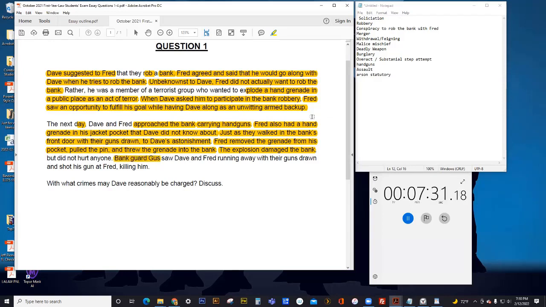Bank guard Gus. Uh-oh. Another person saw Dave and Fred running away with their guns drawn. All right, so they're trying to say that it's still within the res gestae. It's still in the middle of the crime of the perpetration, so it's not afterwards. Running away, shot his gun at Fred and killing him. Uh-oh. So of course there's our murder, because there is always a murder. I haven't seen a crime essay in years without a murder on it.